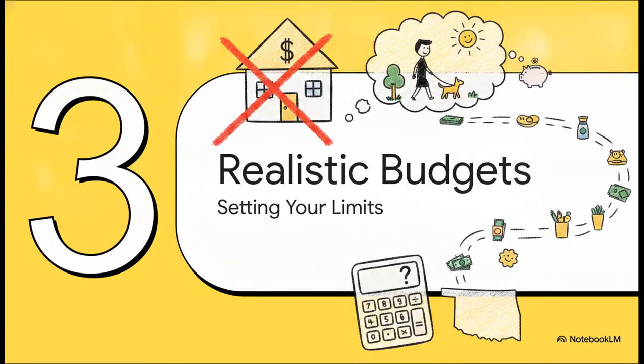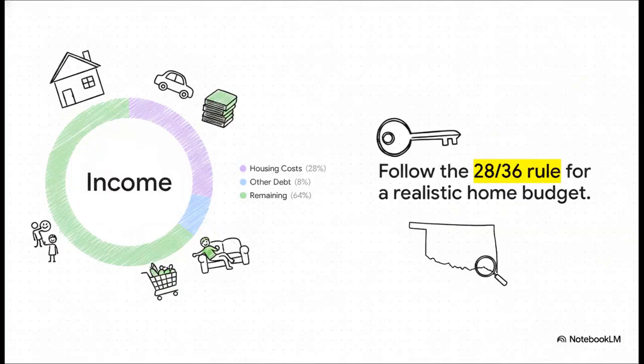All right, Section 3, setting a realistic home budget. And this brilliantly illustrates the golden rule of home budgeting, the 28-36 rule. Basically, your housing costs should not exceed 28% of your gross monthly income. Your total debt, which is that 28% housing slice, plus another 8% for things like student loans or car payments, shouldn't exceed 36%. That leaves a really healthy 64% of your income for living your life, buying groceries, going out, and actually enjoying that beautiful new home.